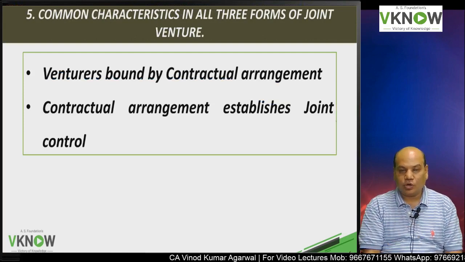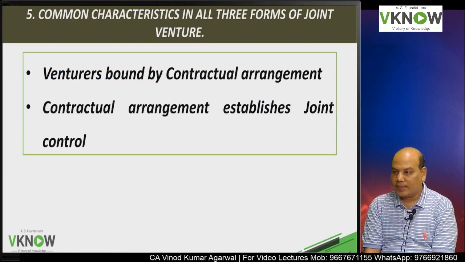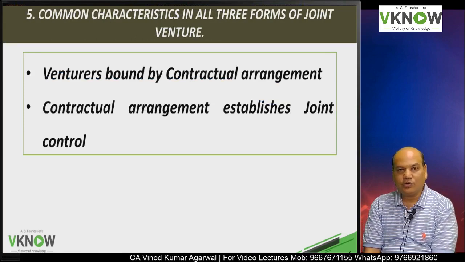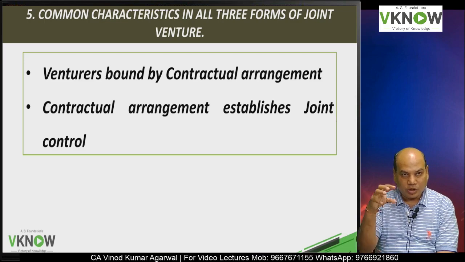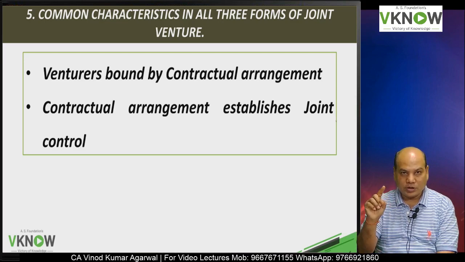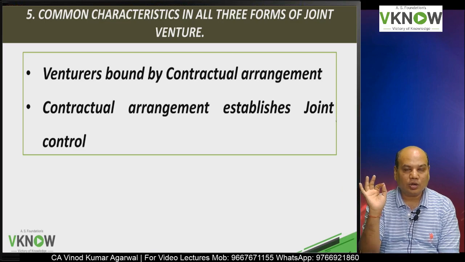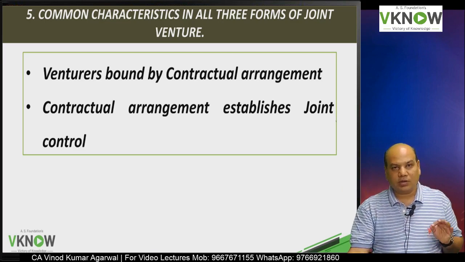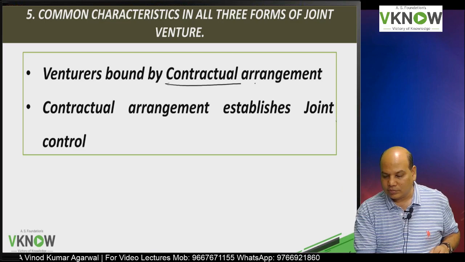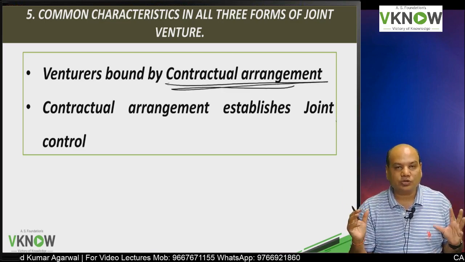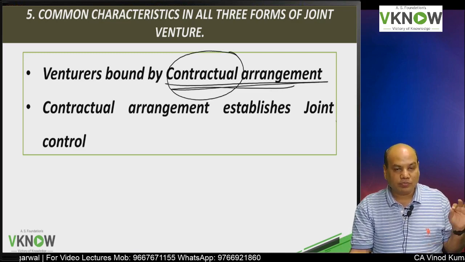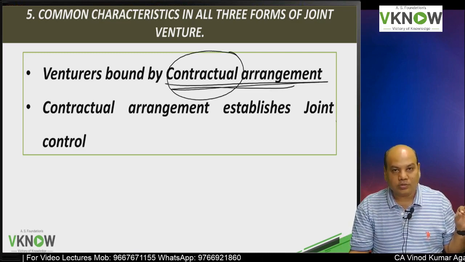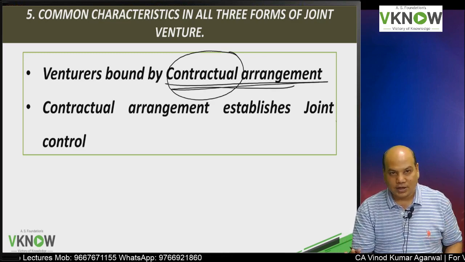Common characteristics in all three forms of joint venture. What is common in all three forms of joint venture? There are two common characteristics, and only then it is a joint venture. First is that the venturers are bound by contractual arrangement. There must be a contract. As you have studied in contract law, a contract can be oral, it can be in writing, but there is a contract.